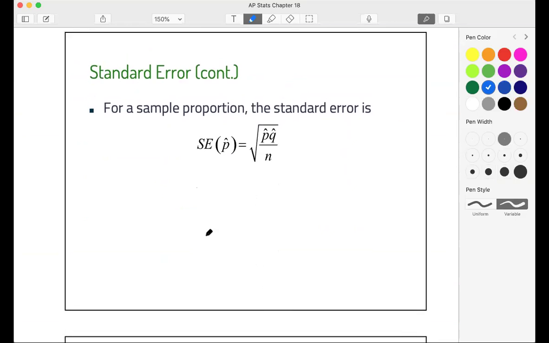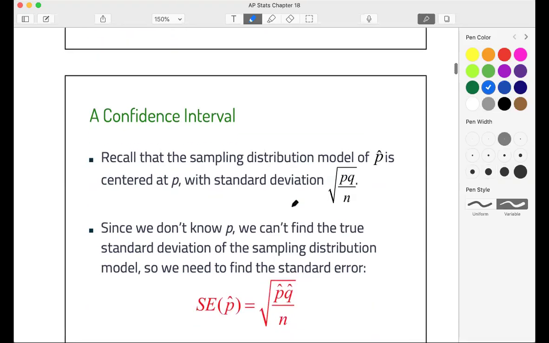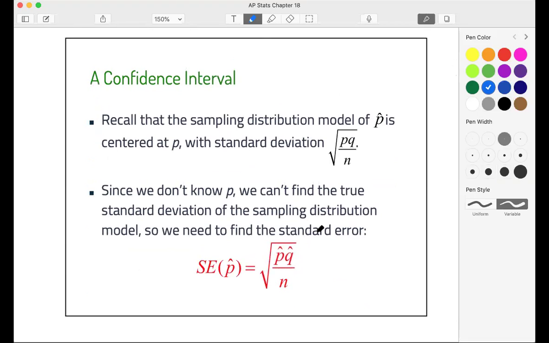So we have a new formula. This actually looks to be exactly like the standard deviation. So instead of using p, we're now going to use p hat and q hat in this formula, and we're going to call it the standard error. So it's like the standard deviation for p hat, except we use p hat instead of p, okay? So this introduces error, okay? Recall that the sampling distribution model of p hat is centered at p with the standard deviation of the square root of pq over n. Since we don't know p, we can't find that true standard deviation of the sampling distribution, so we will find a standard error.